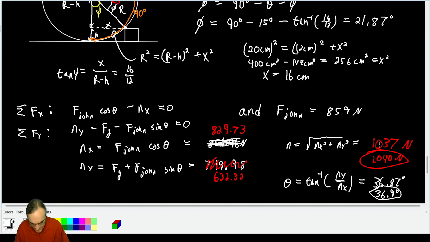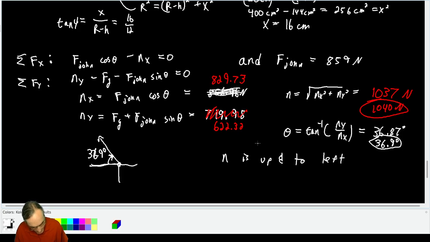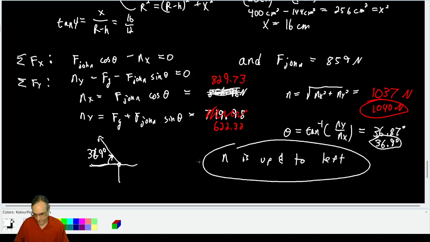Now, relative to where? So if we're thinking about it, here's the contact point, here's the horizontal line. We're actually going to come up, it's a reference angle, so it's 36.9 degrees here. So N is up and to the left. So this is 36.9 degrees relative to straight to the left. Come up 36.9 degrees.